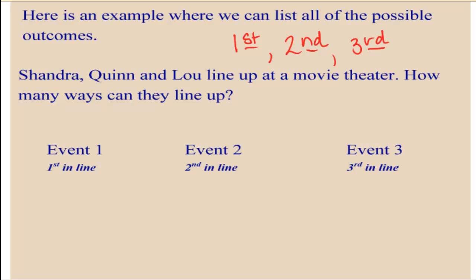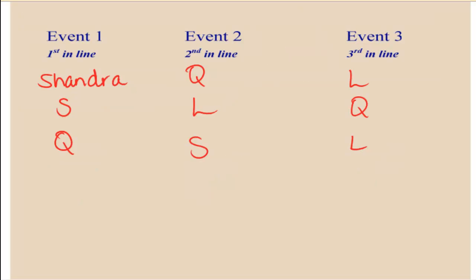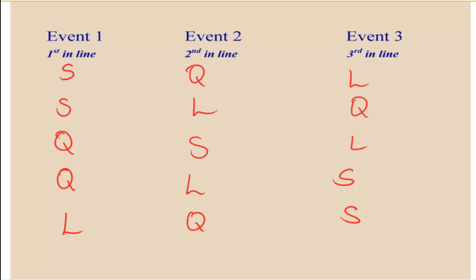We could have Chandra as first in line, and then Quinn could be second in line, and Lou could be third in line. Or, and I'm going to abbreviate now, Chandra could be first in line, and then we could have Lou, and then we could have Quinn. Next, we could have Quinn first in line, then Chandra, then Lou. Or Quinn first in line, and then Lou, and then Chandra. We could have Lou first in line, then Quinn, then Chandra. Or we could have Lou first in line, and then Chandra, and then Quinn.